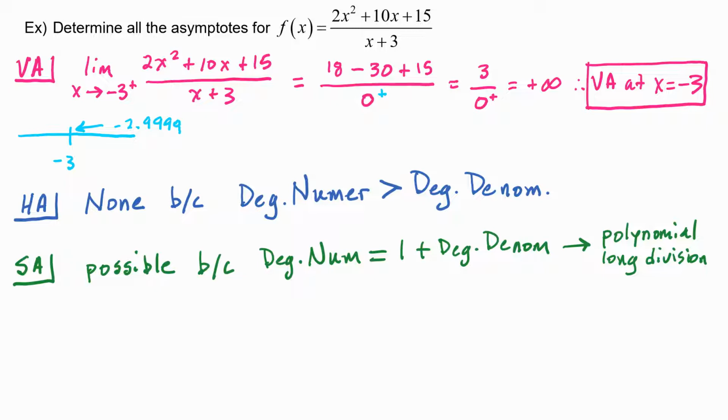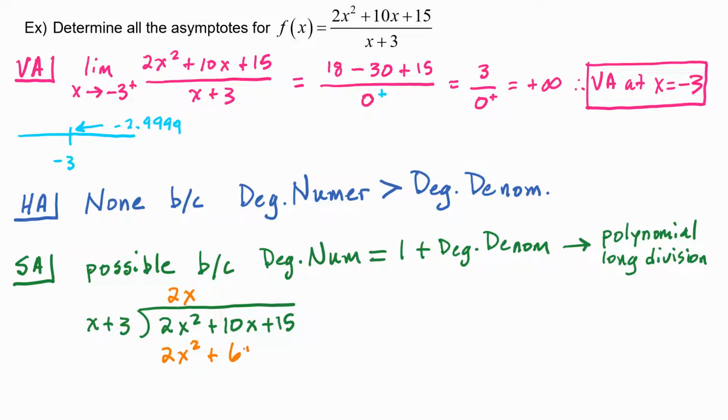So now we have to take x plus 3, which is the denominator, and divide that into the numerator of 2x squared plus 10x plus 15. If we do this division, we know that x will go into 2x squared. We'll have to multiply by 2x. 2x times x is 2x squared. 2x times 3 gives us a positive 6x.